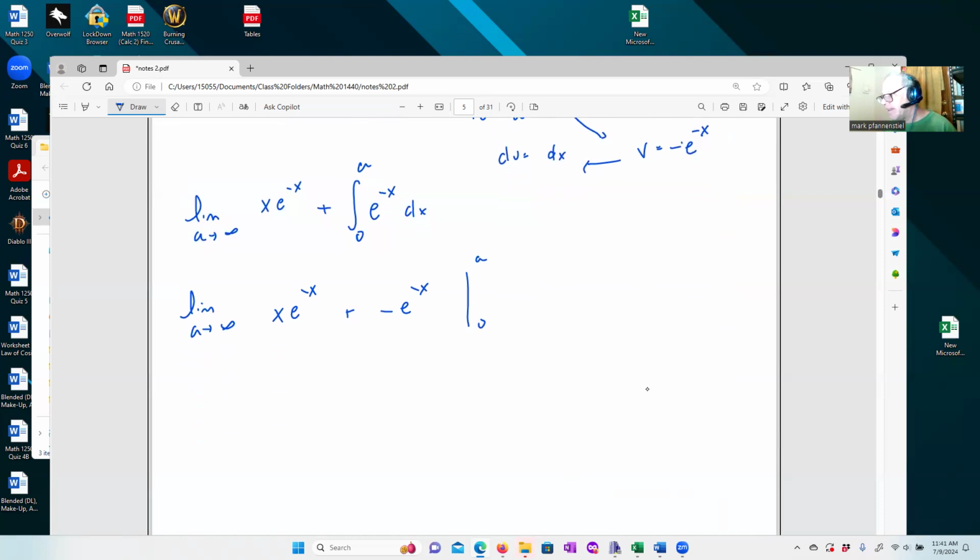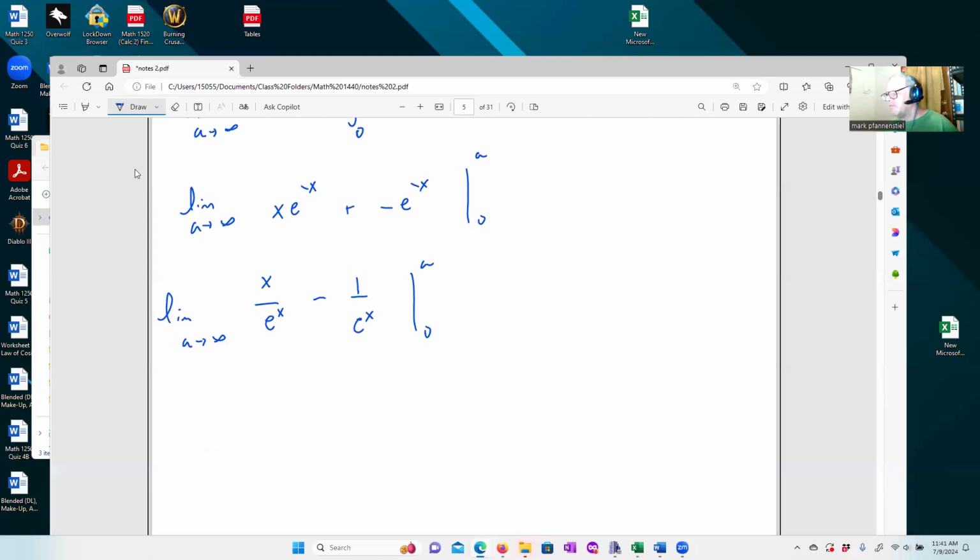Okay. So let's go ahead and fix this a little bit. This is x over e to the x, plus, or actually rather minus. Okay. So e to the negative x is really 1 over e to the x, so we've got minus 1 over e to the x. We're still going from 0 to a, but don't let me forget to write in this limit.